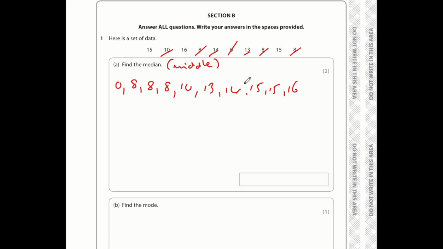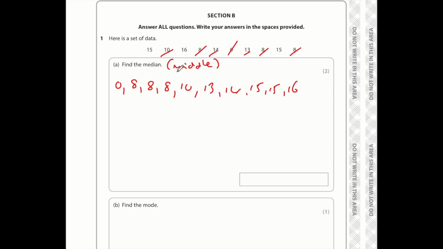Now at this stage I'm just going to count how many values there are because it's very easy to miss one out. 1, 2, 3, 4, 5, 6, 7, 8, 9, 10. Now, because there are 10 values, that is an even number of values, so I'm not going to get one value in the middle. I'm going to get 2 values in the middle. You'll see what I mean in a second.